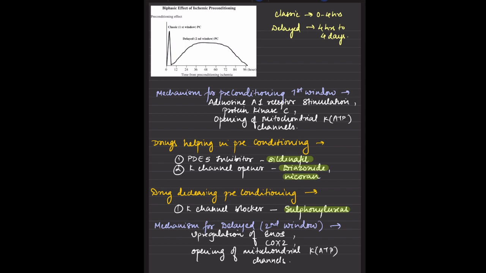The mechanism for delayed, that is the second window, 4 hours to 4 days, upregulation of iNOS and COX-2, opening of mitochondrial potassium channels. So one of the MCQs here and there, we should know the mechanism, iNOS and COX-2 and upregulation, mitochondrial channels. In window 1, that is because of the opening of the potassium channels. We have the adenosine kinase and adenosine receptor stimulation, protein kinase.